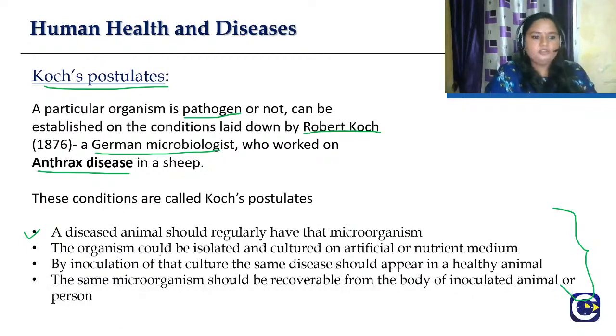Second condition, the organism could be isolated and cultured on artificial or nutrient medium. If there is a dead person or dead animal, I'm trying to isolate the microorganism that was responsible for the death of the organism. Now I have isolated it. Now I need to grow this organism in the lab using artificial or nutrient medium.